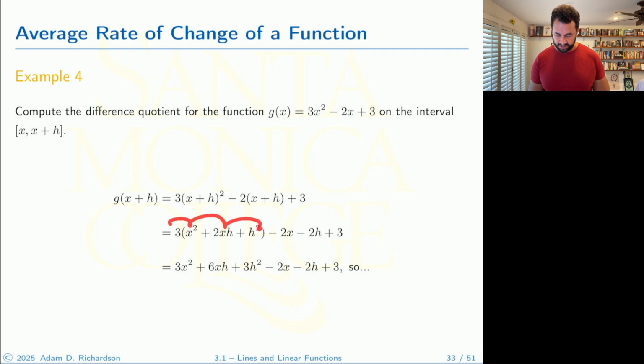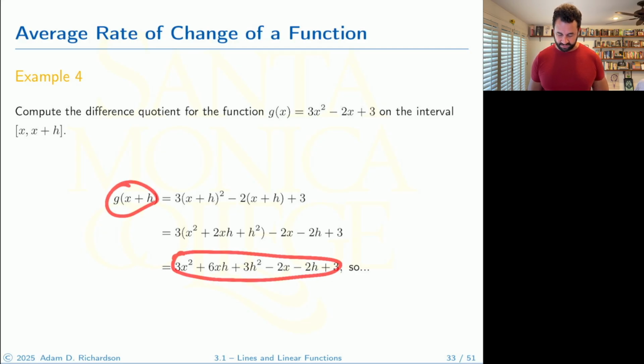Now I'm going to distribute this 3. That's the kind of thing that if I try to do both of these steps at once, I will mess that up. That's just me. So I like to give myself a little leeway, a little flexibility, and do them one step at a time. So now I'm going to distribute the 3 to those. There, there, there. So this is g of x plus h.